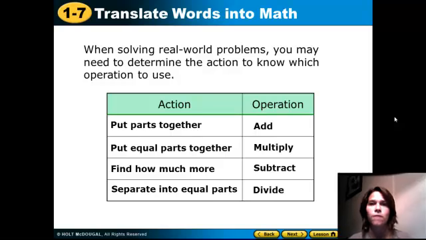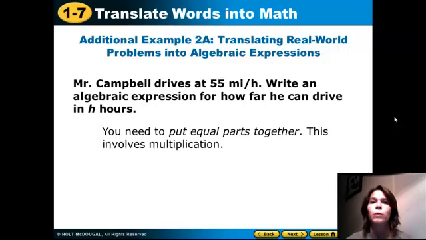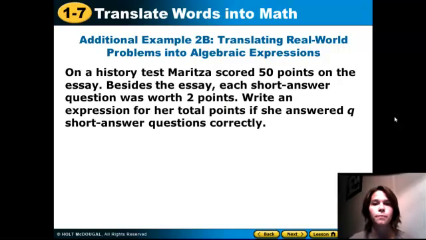Mr. Campbell drives at 55 miles per hour. Write an algebraic expression for how far he can drive in h hours. 55 miles per hour means 55 miles each hour. So he could drive for multiple hours at that 55 miles, which means I'm going to put equal parts together. There's a repetition there. Multiplication: 55 miles times h hours. So my expression would just look like 55 times h.